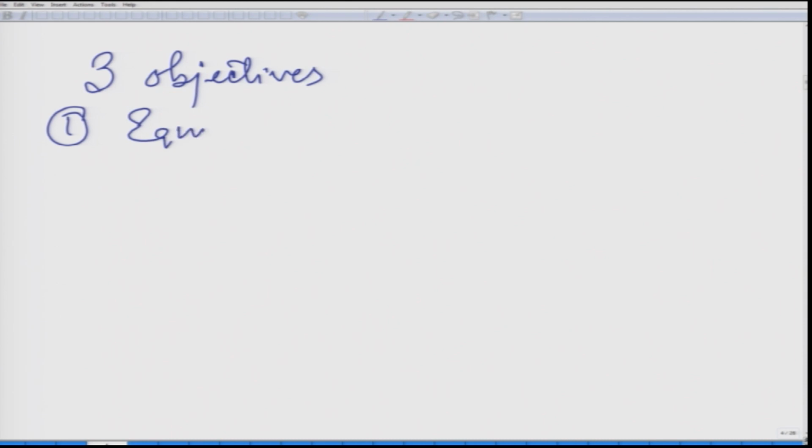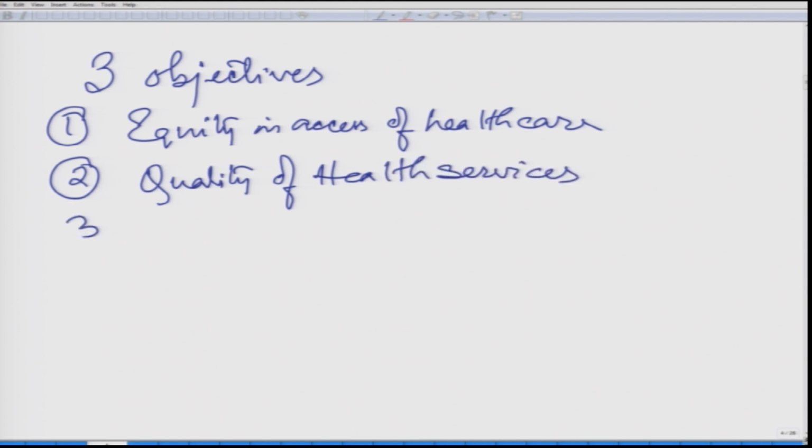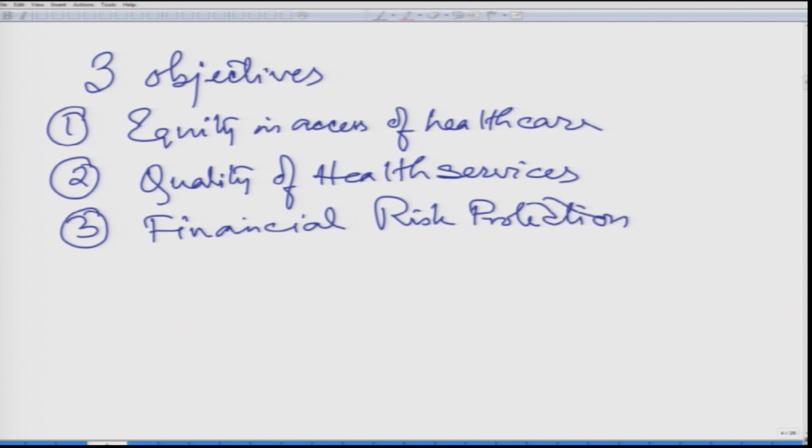One, equity in access of healthcare; number two, quality of health services; number three, financial risk protection. Financial risk protection, so it of course talks about health financing, where the first one is accessibility, the second one is quality, and the third one is affordability.